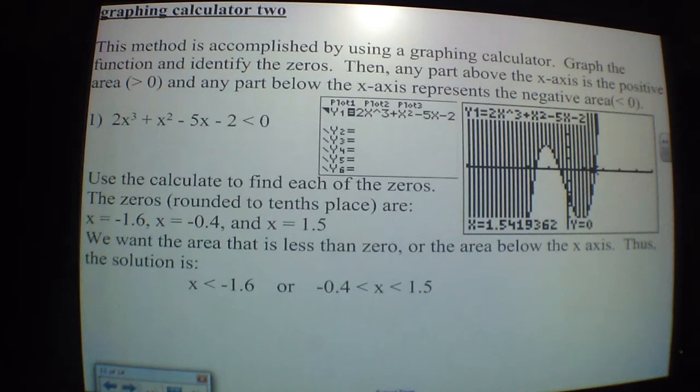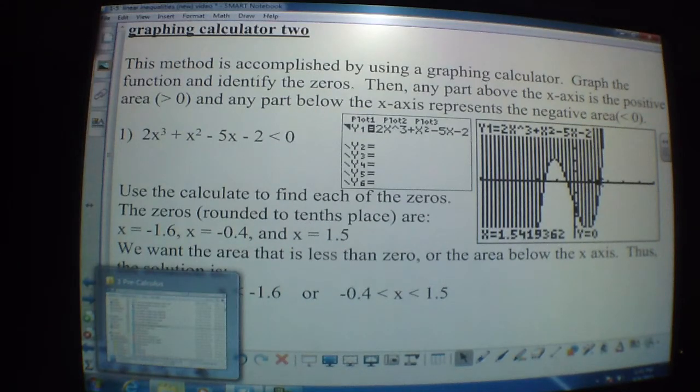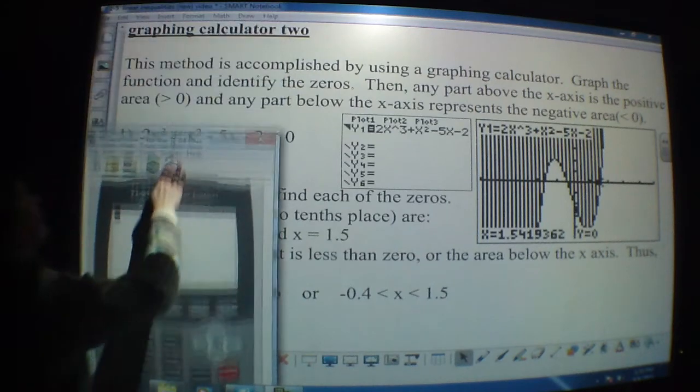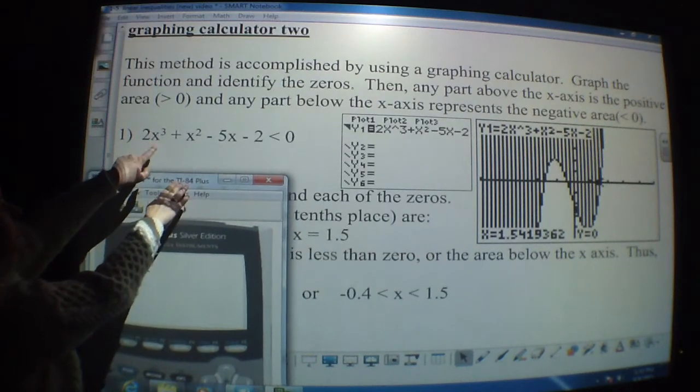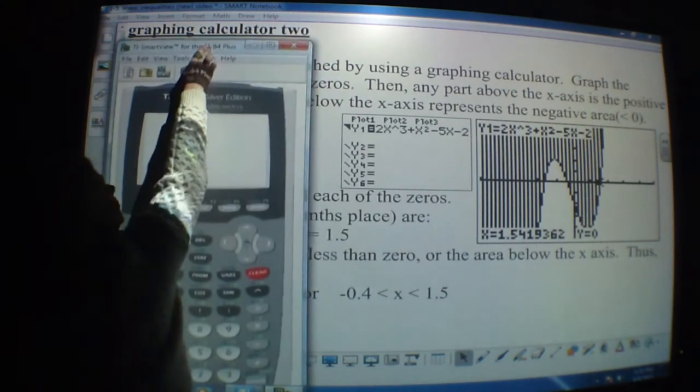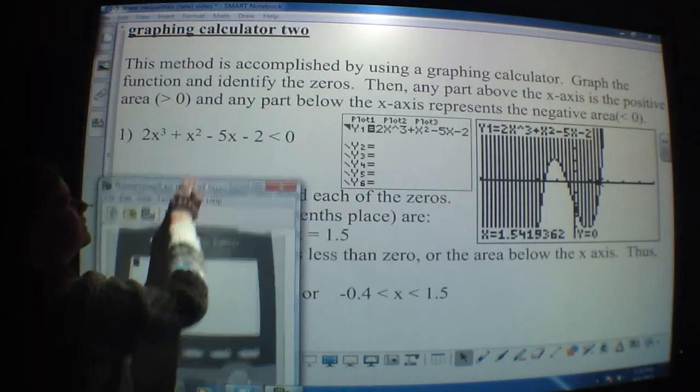Graphing calculator. Now let me show you how you can solve something with a graphing calculator. So I'm going to pull up my calculator. I am going to plug in my equation. And my equation that I'm using is right here: 2x cubed plus x squared minus 5x minus 2 is less than 0.